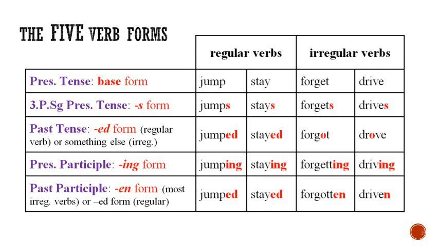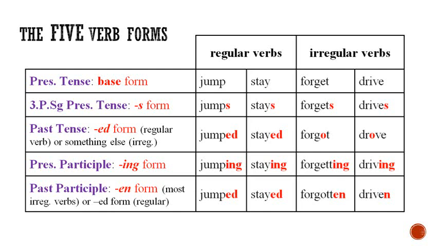Then we have the present participle, and this one it is safe to call it the ing form because it's ing across the board: jumping, staying, forgetting, and driving. And then finally the past participle, the en form, and you probably don't want to call it the en form though, because with regular verbs, the past participle is going to look exactly the same as the past tense. So we have, I jumped yesterday, I have jumped many times. But in the irregular verbs, it's going to change and we get this en. So I forgot yesterday, I have forgotten. I drove yesterday, I have driven many miles.